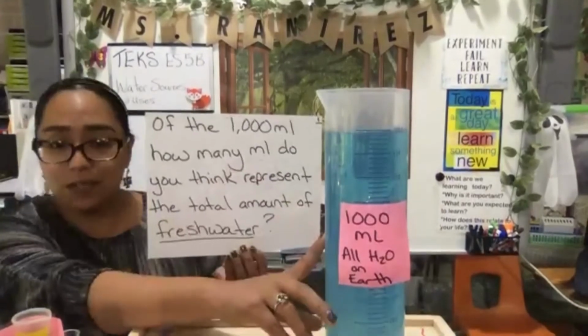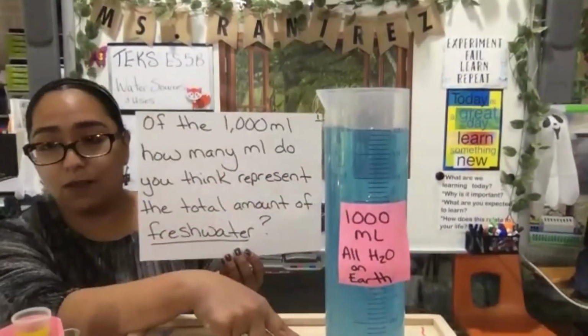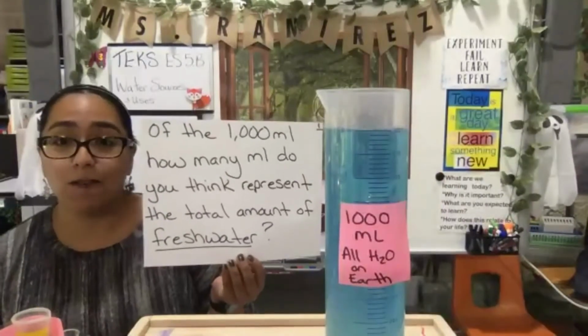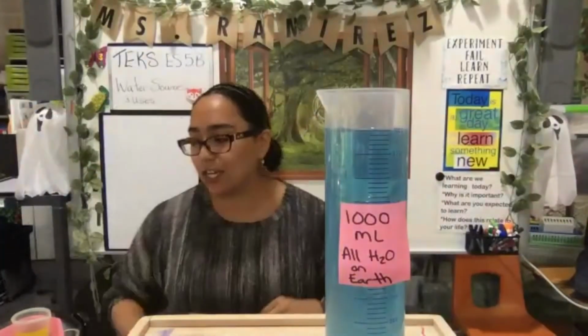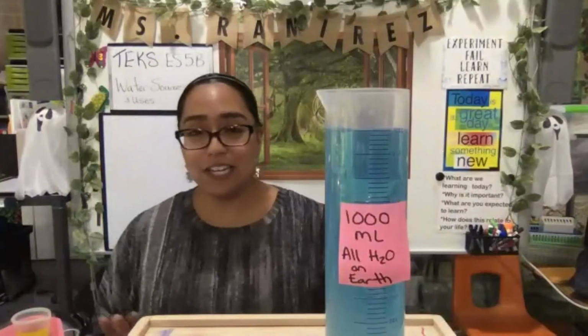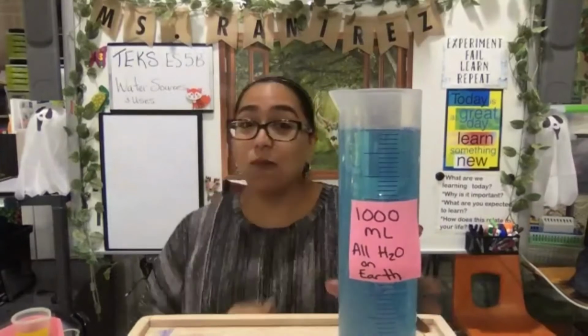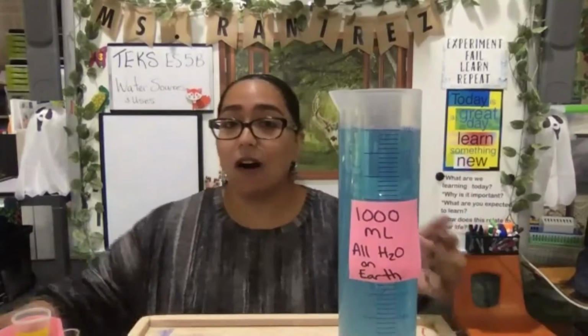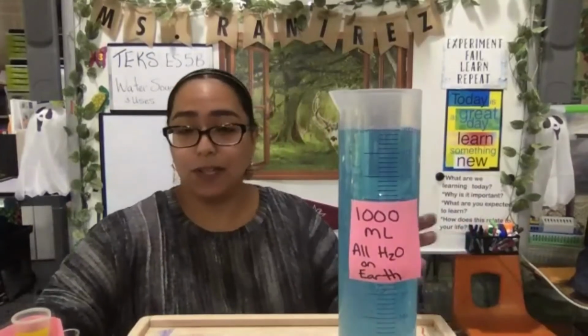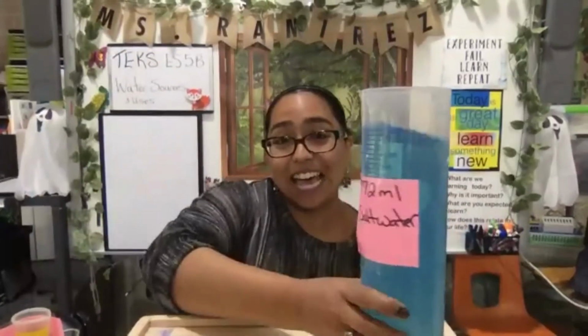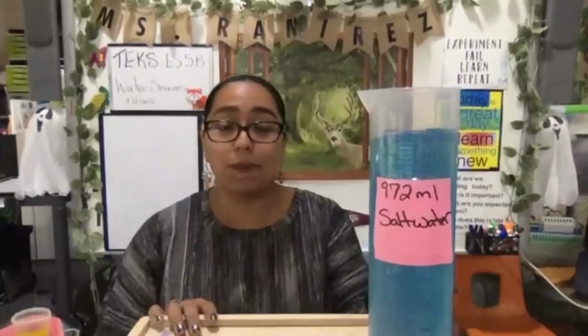So if this 1,000 milliliters is the total amount of water on Earth, how many milliliters do you think would represent the amount of fresh water? So go ahead and make your guess. And while you guys are making your guess, I'm going to show you some other little representations. So if 1,000 milliliters represents all the water on Earth, of that 1,000 milliliters, 972 milliliters represent salt water.